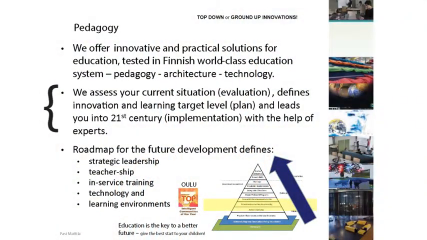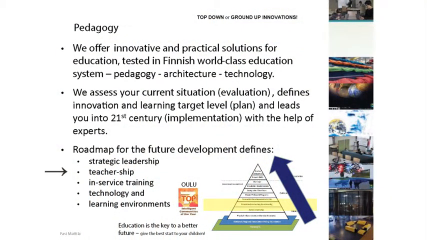And in schools, this is how we work while defining or developing pedagogy. We always assess the current situation, define the target situation and future situation. When we know where we are trying to go, then it's easier to create the change. And it's not just change in the technology schools are using, but we need to make changes in teachership, in leadership, in in-service training and support services, technologies, and physical infrastructure. And we have to change all these levels accordingly towards students' needs.